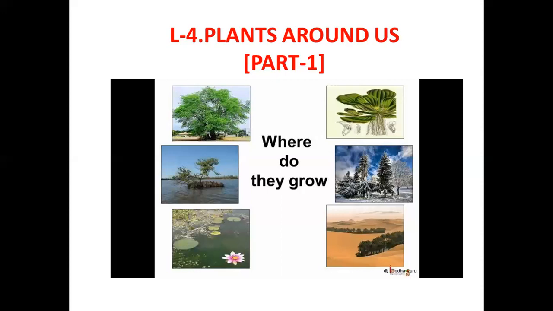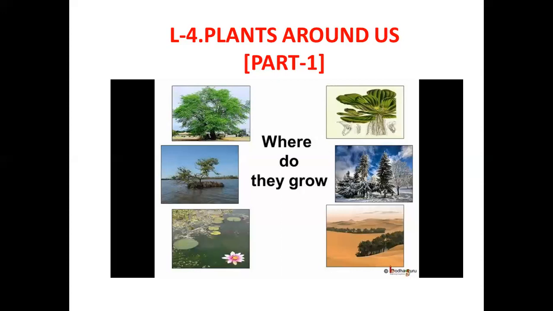Now we can say that the trees which are found on hills are called pine trees, and some trees are there in desert areas which is full of sand. Some plants are there in marshy areas, mangroves. Some trees are there in plain areas, and some plants are growing in water. So the place where a plant grows comfortably is called its habitat.